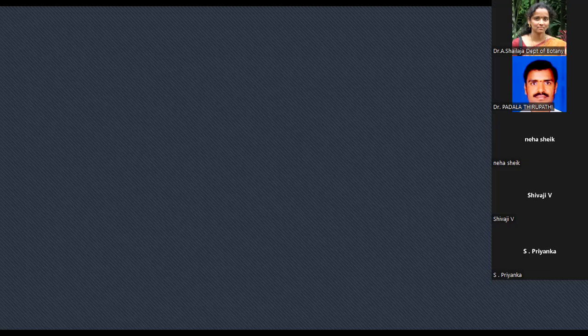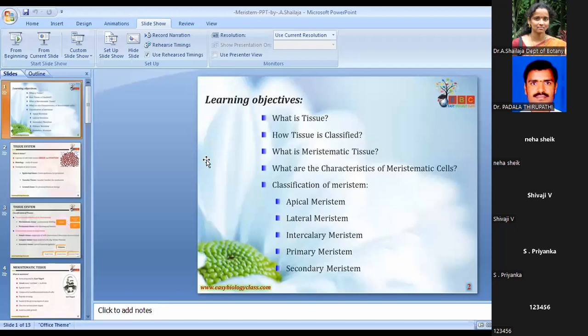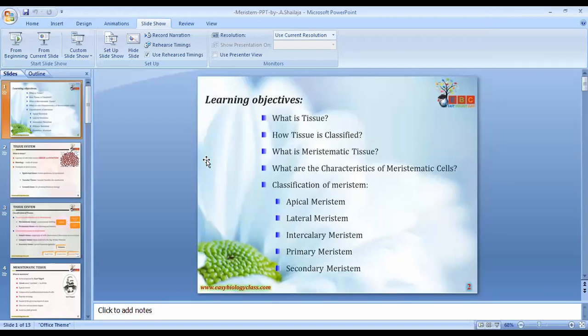Madam, if possible, please share your screen once again. Your screen is not visible. Okay, sir. If possible, stop the screen sharing and share once again. Okay, sir, it is visible. Okay.